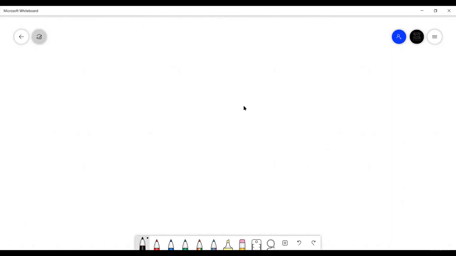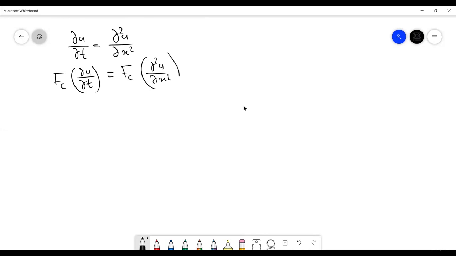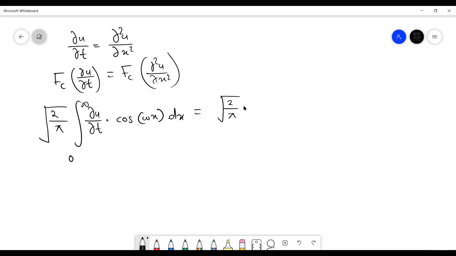So they have given us ∂u/∂t equals ∂²u/∂x². On both sides we are taking Fourier cosine transformation, due to the boundary conditions. The Fourier cosine transformation is something like the square root of 2 by pi, integration 0 to infinity, of the function ∂u/∂t times cos ωx dx. That is again equal to the square root of 2 by pi, integral 0 to infinity, of the function ∂²u/∂x² times cos ωx dx.